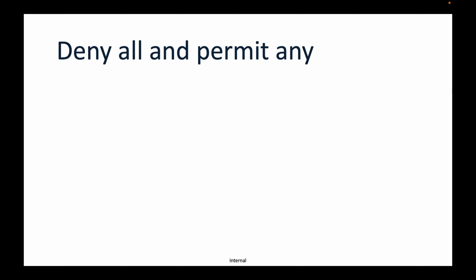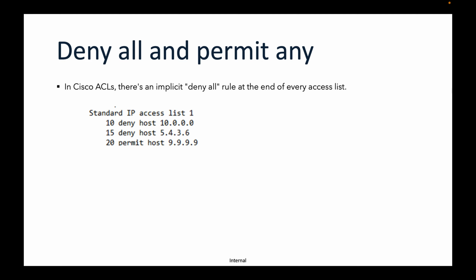Then another interesting feature in access lists is that in Cisco ACL there is an implicit deny all rule at the end of every access list. This means that if a packet doesn't match any of the explicitly defined rules in the ACL, it will be denied by default. The implicit rule is not visible in the configuration but always applies. If you see the access list, you will not see it. It is not visible, but it applies.